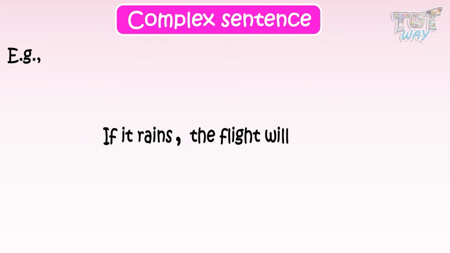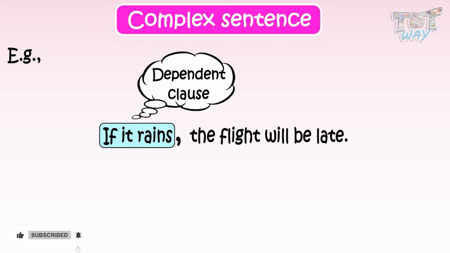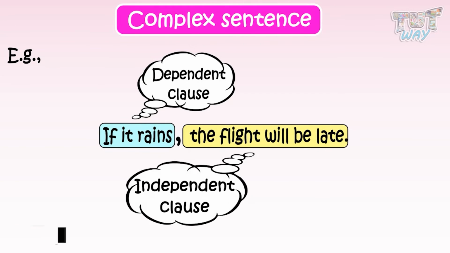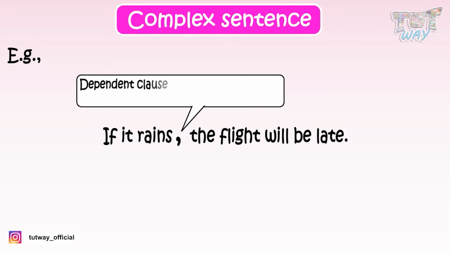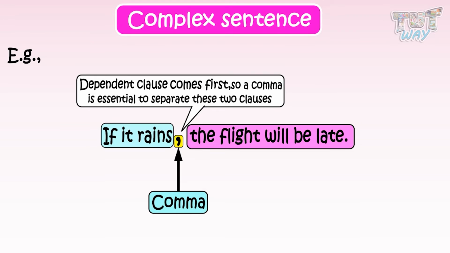If it rains, the flight might be late. In this statement, the dependent clause is, if it rains, and the flight might be late is an independent clause. And both of these clauses are separated with a subordinating conjunction, if. So, this sentence is a complex sentence. In this sentence, a dependent clause, if it rains, comes first. So a comma is essential to separate these two clauses.